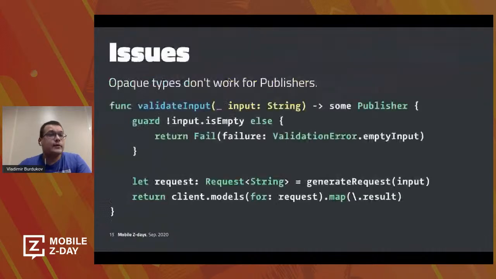Okay, let's talk about issues now. When I saw these opaque types from Swift 5.1, I was so excited and thought, wow, I can use this now for my reactive code, and especially for Combine. But unfortunately, they don't work for publishers. Why? Let's discuss this.